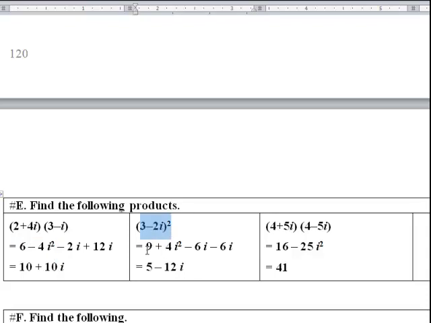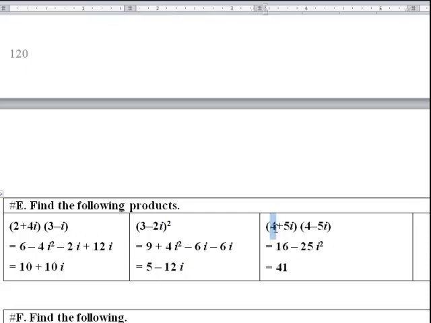3 minus 2i squared, well, square the 3, that's 9. Square the last one, negative 2i squared is a positive 4i squared. When I resolve the i squared into a negative 1, that one here becomes a negative again, so 9 minus 4 equals 5. And then I have the outer and the inner parts are both 3 times negative 2i, so I have negative 6i, the outer part, negative 6i, the inner part, which comes out to negative 12i.